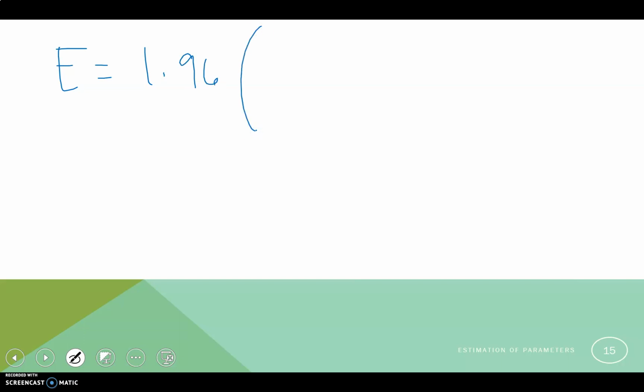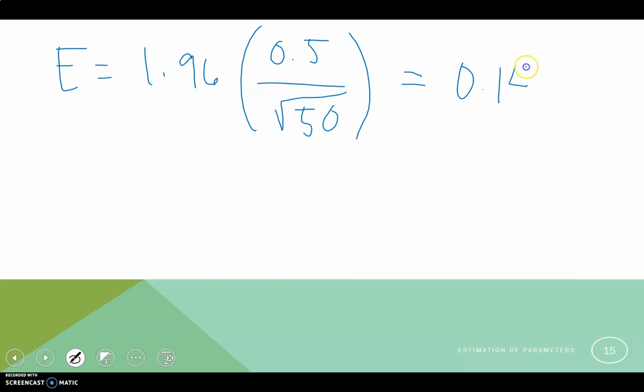times our population standard deviation is 0.5. I-divide nato siya sa square root of 50. Okay, so ang result ana niya is 0.14. Okay, so compute na nato karon ang mean plus minus 0.14.